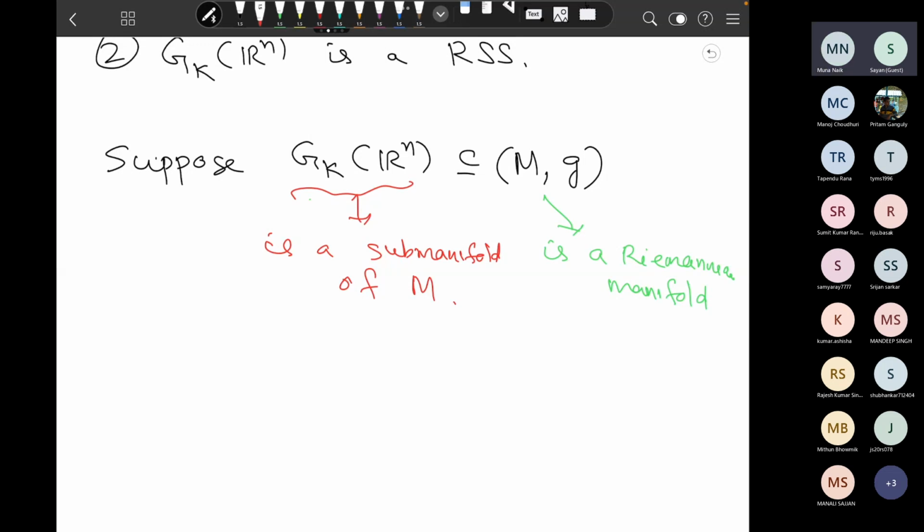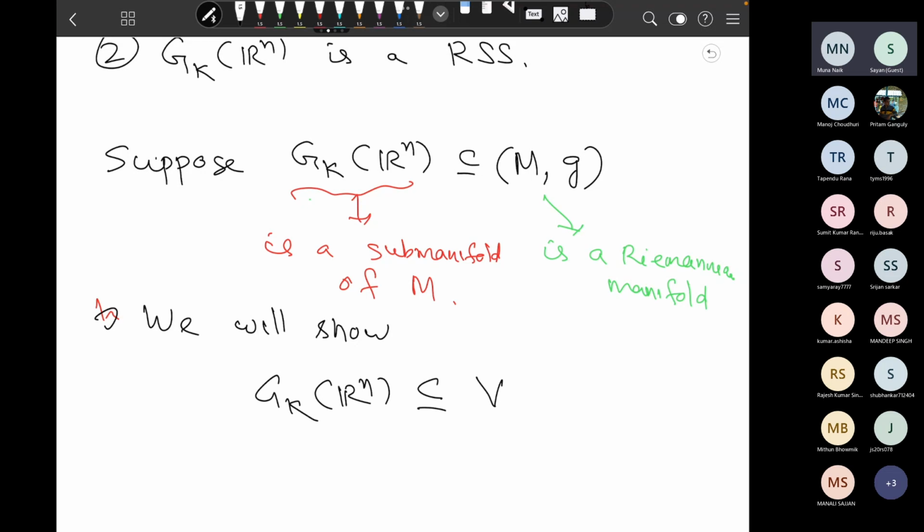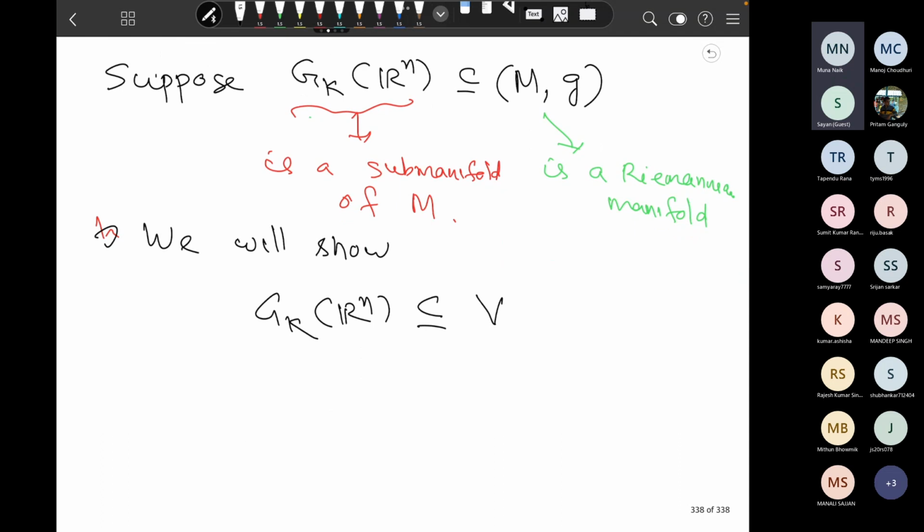Okay, so what will we show? We will show that G_k(R^n) really is a subset of some V, where V is real. Here you are talking about an embedded submanifold. If something is a submanifold of a Riemannian manifold, then that is a Riemannian manifold, irrespective of whether it is embedded or immersed. That doesn't really matter. But in this case, how do you get the smoothness of the metric? The smoothness you will get there. There is no problem, because you will be restricting the metric to this submanifold, so there is nothing problematic actually. I told you that earlier.